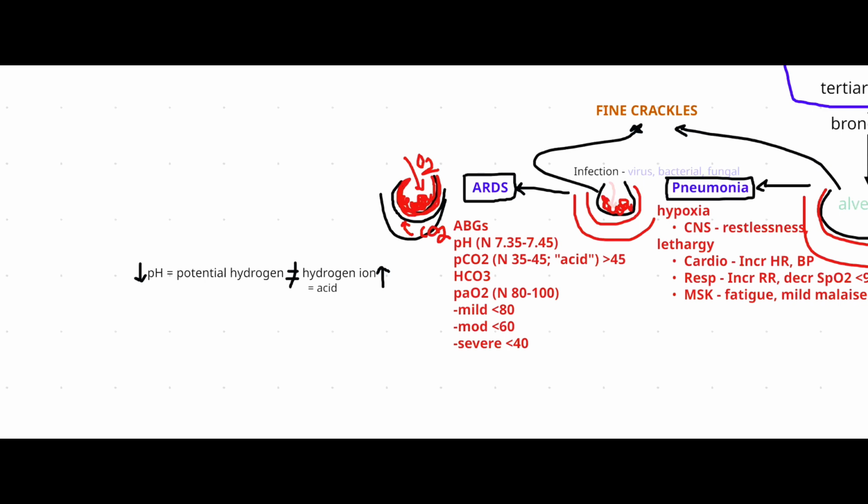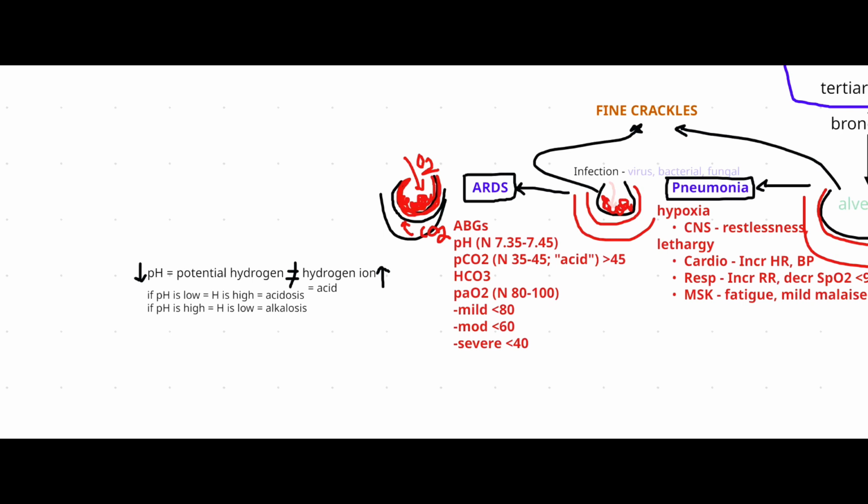So if the pH is low, what does that mean? There's an acidosis going on, right? So if pH is low, that means the H is high, so there's an acidosis. If pH is high, that means H is low, there is an alkalosis. This is more like the metabolic situation, but since we're talking about acidosis and alkalosis, we'll go ahead and include that on there.